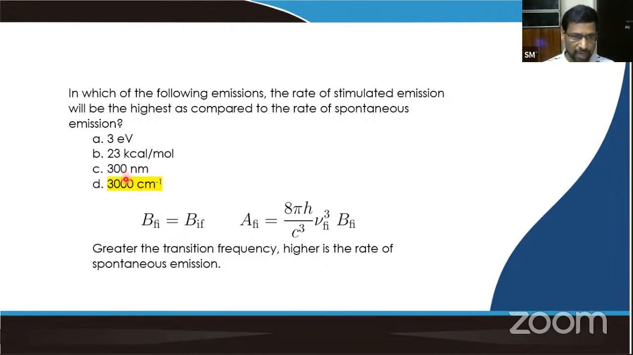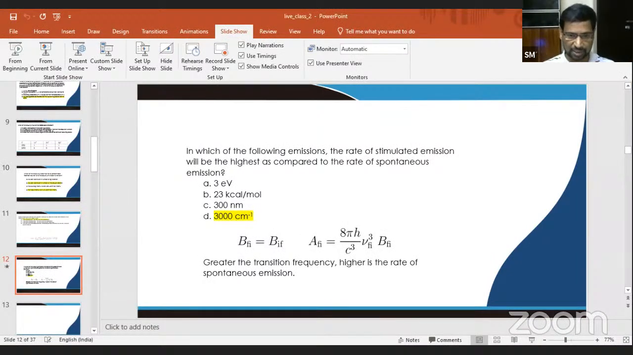So if you compare all this: 3 electron volt, roughly 1 electron volt, more than 4 electron volt, and this is about 0.3 or 0.4 electron volt. Therefore, this emission corresponds to the lowest energy, and therefore the rate of stimulated emission will be the highest for this emission. Okay, so these are some representative questions I selected from the assignment based on the queries that I received from the class.